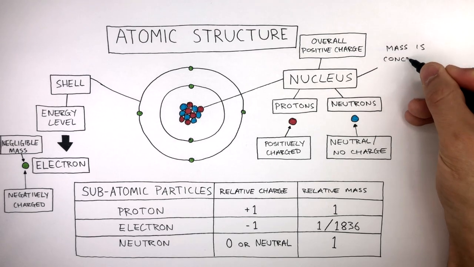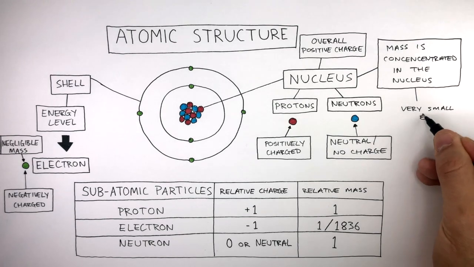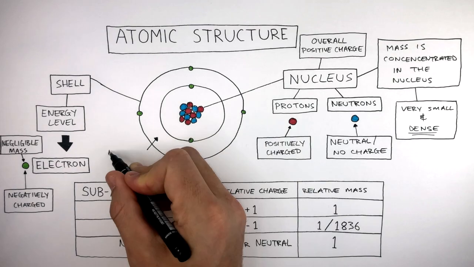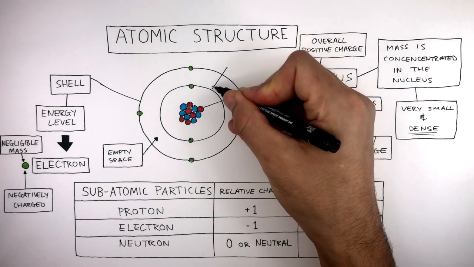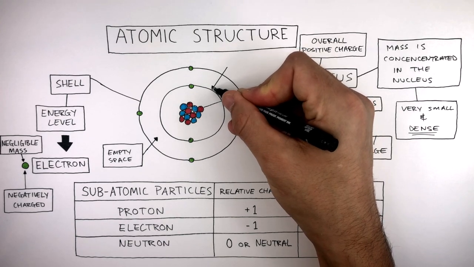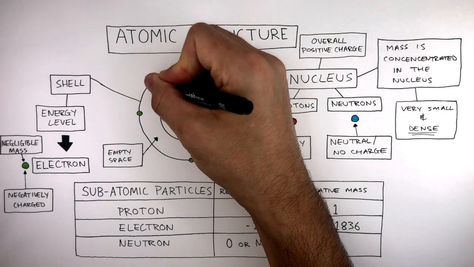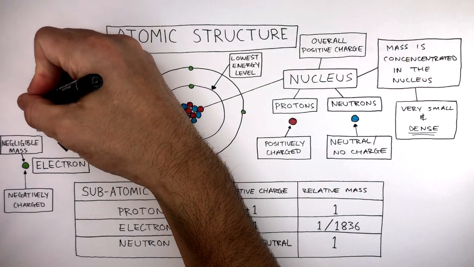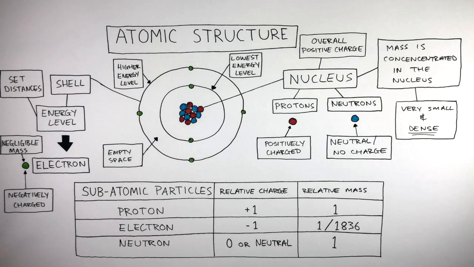Therefore, the mass is concentrated in the nucleus, where it is very small and dense. Whereas in between the electrons is empty space. Now, we know shells are known as energy levels. The shell closest to the nucleus is the lowest energy level, and the shell furthest away from the nucleus is the highest energy level. These shells exist at set distances, where the electrons orbit around the nucleus.